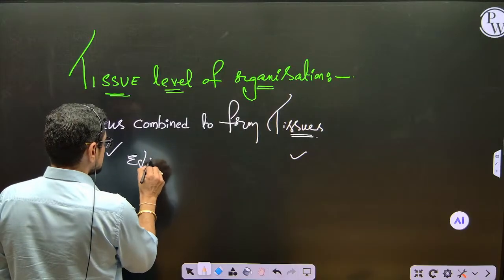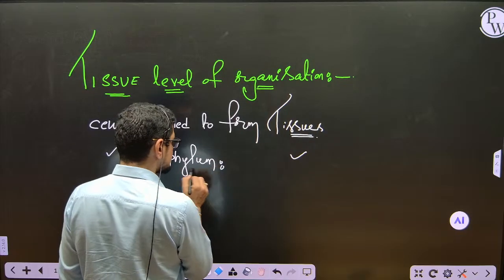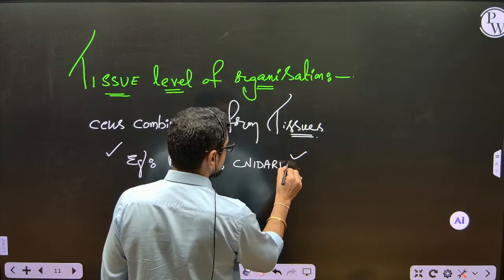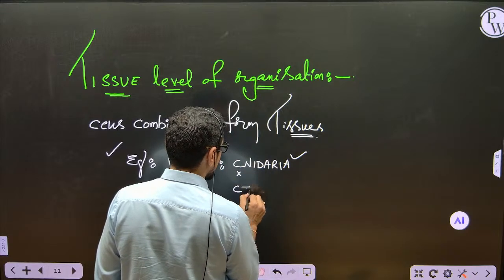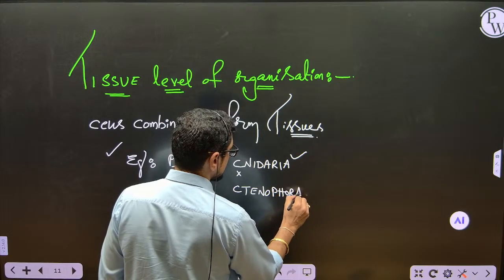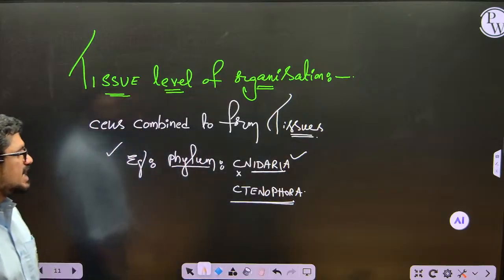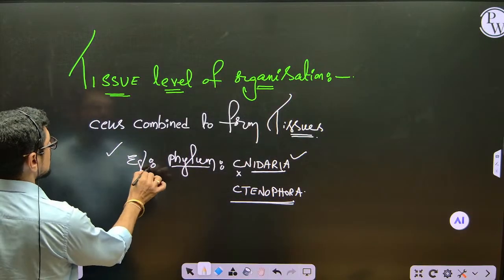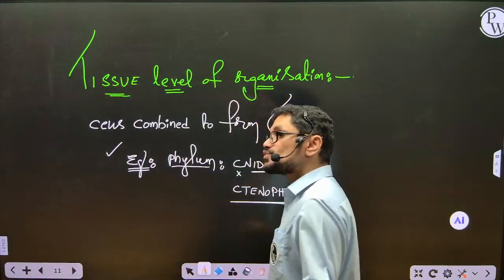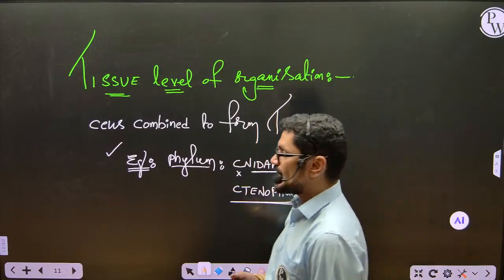Example, what is the next phylum we discussed in the last class, and today also I explained. Phylum Cnidaria, Hydra is an example, Cnidaria, C silent. Phylum Cnidaria and phylum Ctenophora, where tissues are present. In some animals cells won't combine to form tissues, and in some animals, cells combine to form tissues.